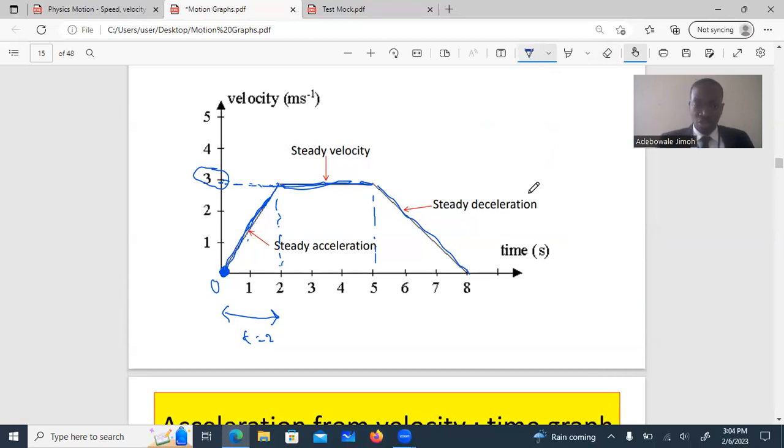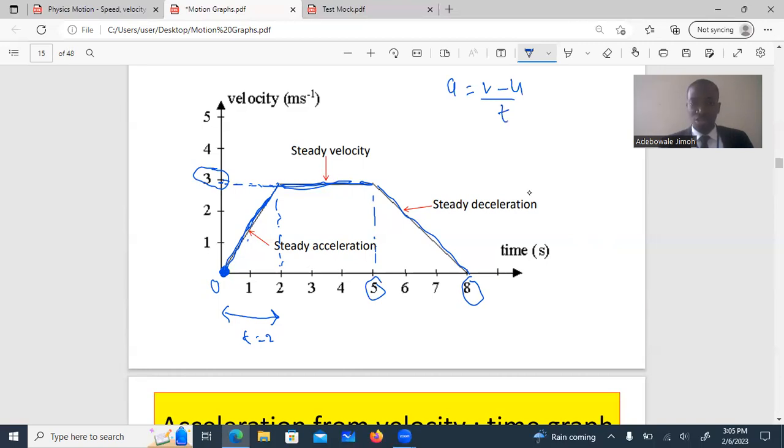So if you were to calculate the deceleration, you can see here we have steady deceleration, which is from 5 seconds up to 8 seconds. So how do you calculate deceleration? The same formula. Do not forget that acceleration is final velocity minus initial velocity divided by time. So we can calculate our acceleration and multiply our answer by -1. That gives us the deceleration of the body.